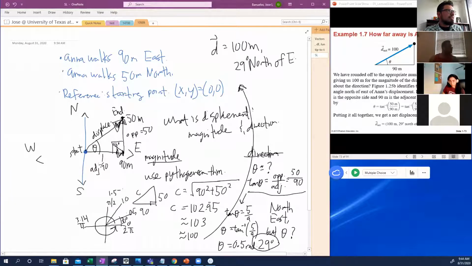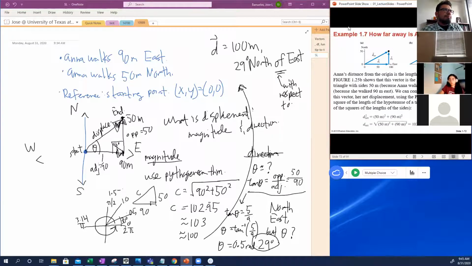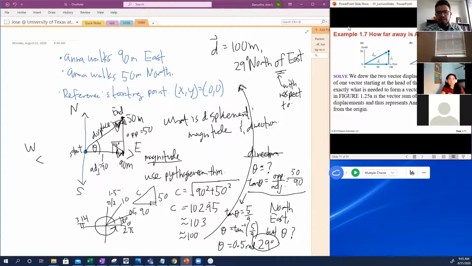of east. So we don't, at least when I walk around, I don't hear too many people talk this way, but this word, north of east, of is another way of saying with respect to. So with respect to east, we went 29 degrees north-ish, right? Because you could say 29 degrees south of east, and in that case, our arrow would be pointing like down and to the right, okay?